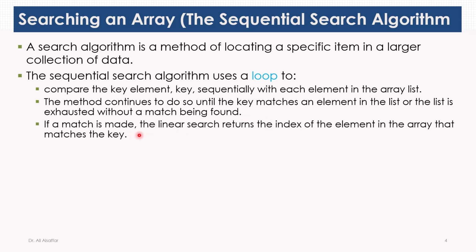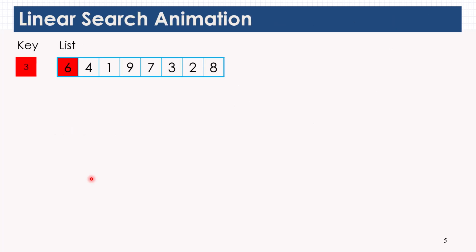If a match is made, the linear search does not retain the value we are looking for, which is the key. It retains the index, which is the place of this element in the array. So it retains the index of the element in the array that matches the key. Now, what if there is no match? What if the key element is not found? If no match is found, then the search algorithm retains -1 as an indication that the key element is not found in the list. To see how these steps are followed in action, consider the following example.